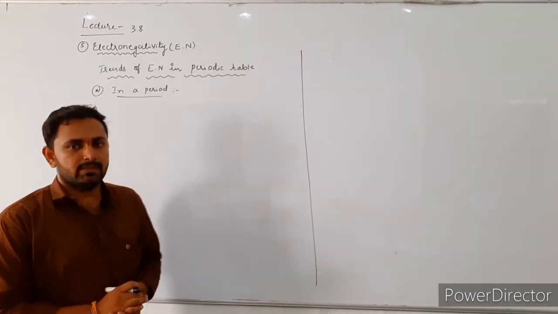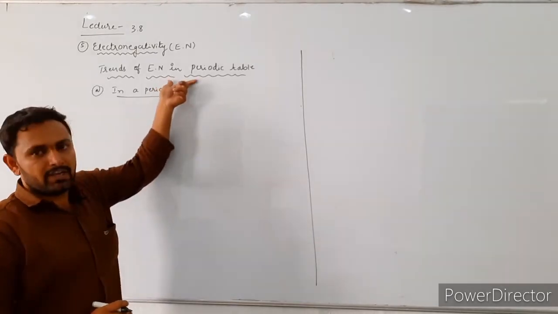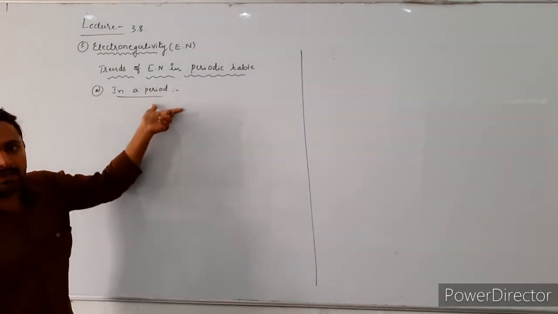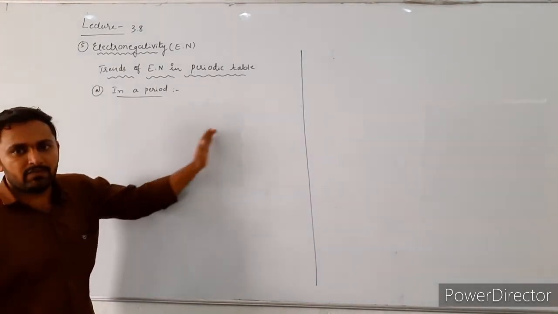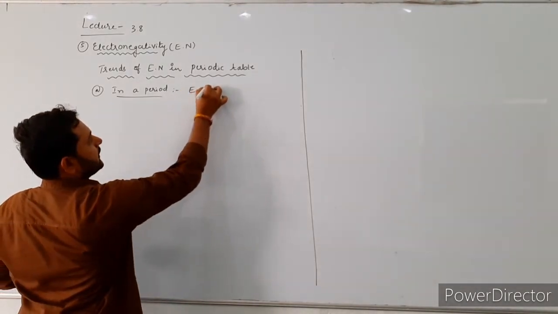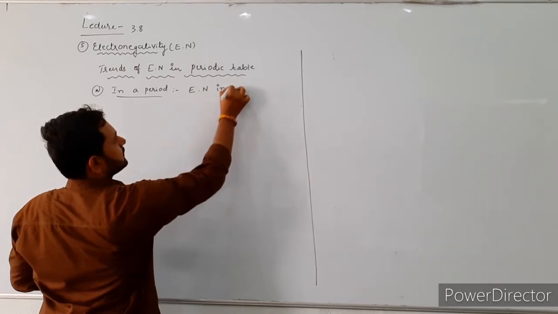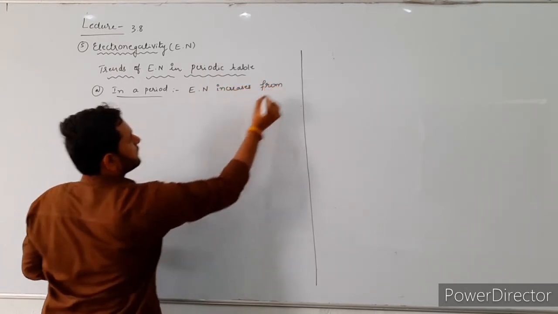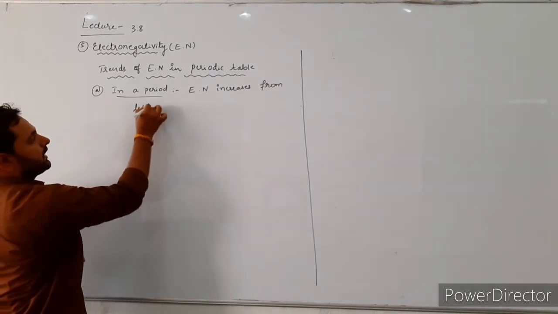The next concept is trends of electronegativity in the periodic table. In a period, electronegativity increases from left to right.